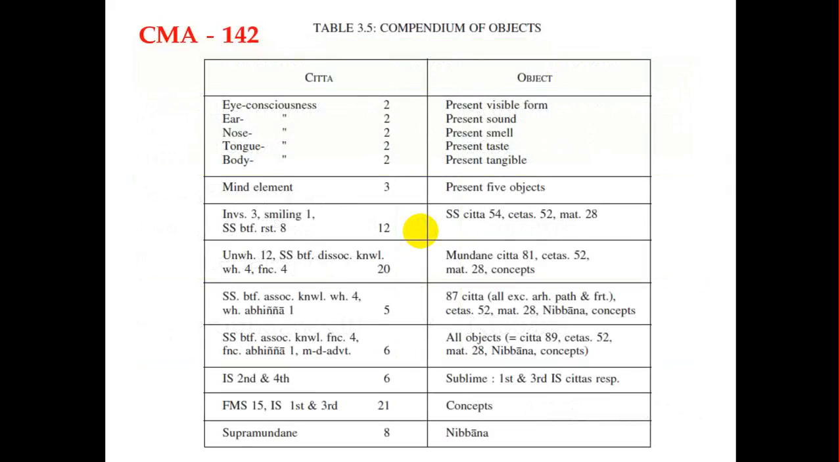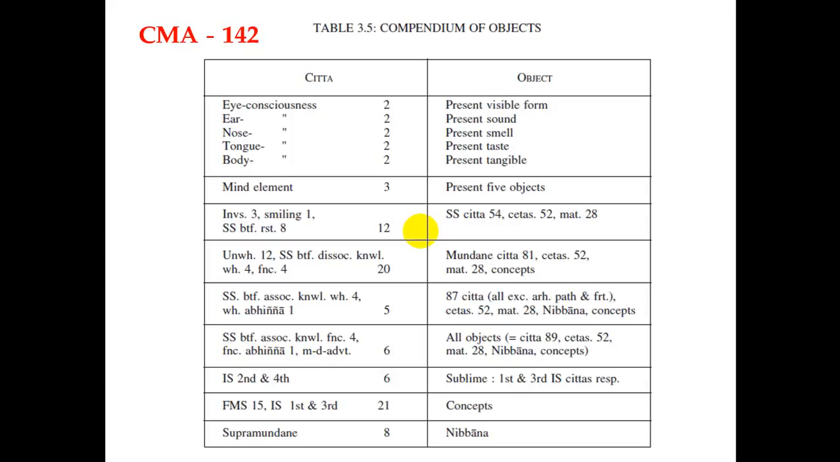You can look at this one, page number 142. If you look at this chart, it's quite clear. These 10, 3 mind element and 12 cittas, these are 25. So these 25 take only sense sphere objects.